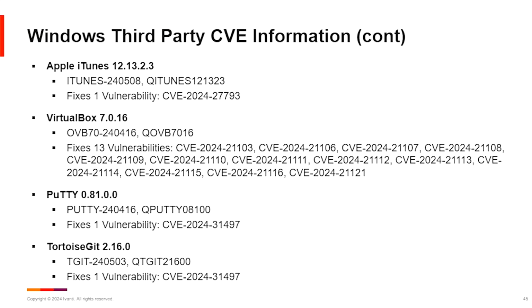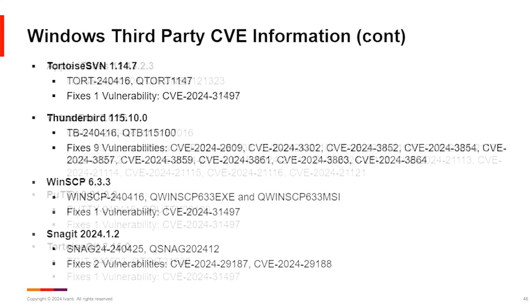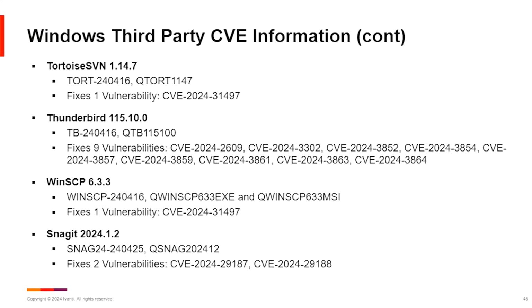Some of the smaller tools that you may be using in your environment, like PuTTY, there was a vulnerability. This seems to be a common vulnerability. It must be a network-related vulnerability across all these tools. You'll see one in PuTTY. You'll see the same one in Tortoise Git. You'll see it also in Tortoise SVN, so kind of a common vulnerability that was addressed in those particular products.